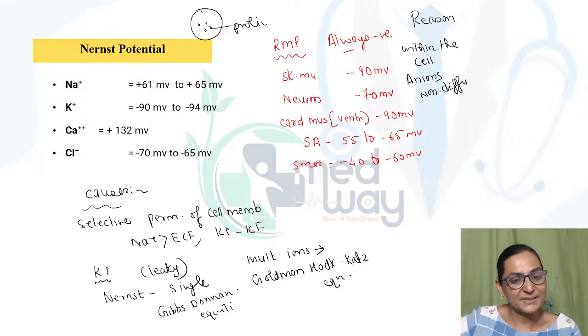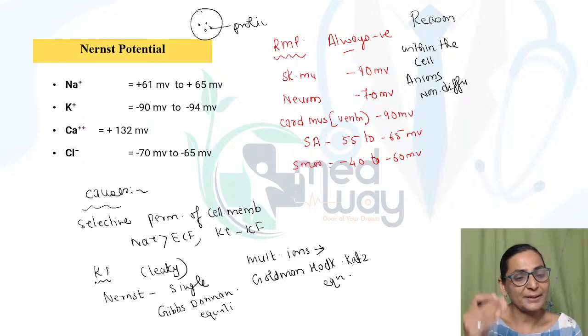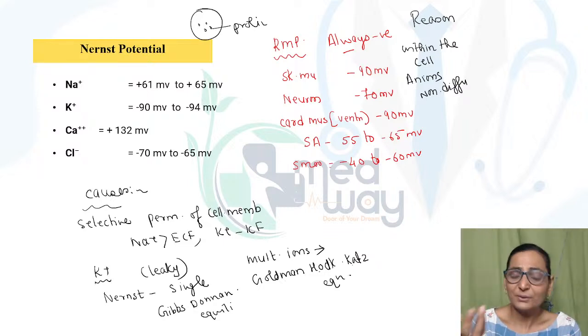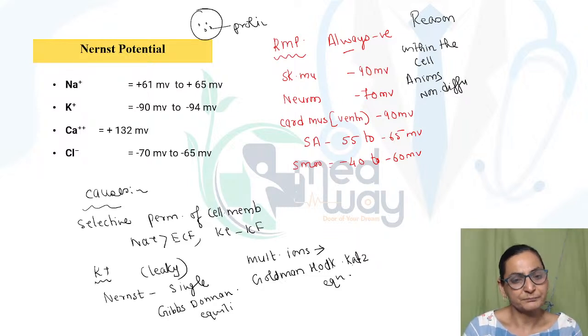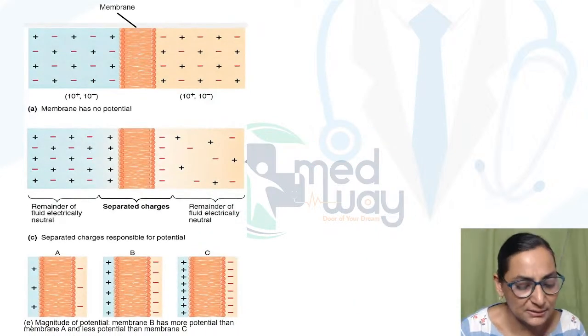So when we write an LAQ in our first year, we have to elaborate these points: selective permeability of the cell membrane, leaky potassium channels, calculation of the single ion potential using the Nernst equation, multiple ions using the Goldman-Hodgkin-Katz equation, and what is the Gibbs-Donnan equilibrium, है ना? तो ये सब हमको ध्यान में रखना पड़ेगा to solve MCQs and even to write the answer. So we will consider this now one by one so that it will be easy for you also. Now, what is this Nernst potential?